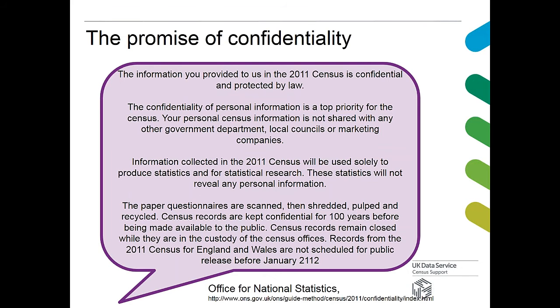So another critical thing about the census data is the promise of confidentiality. Respondents are assured that their data will remain confidential for 100 years before being made available to the public. So there is a legal obligation for the census agencies not to make data available unless it is non-identifiable. This does have implications for the type of data that can be released.